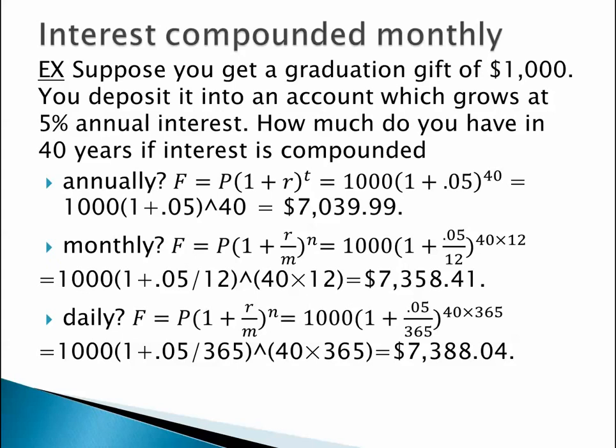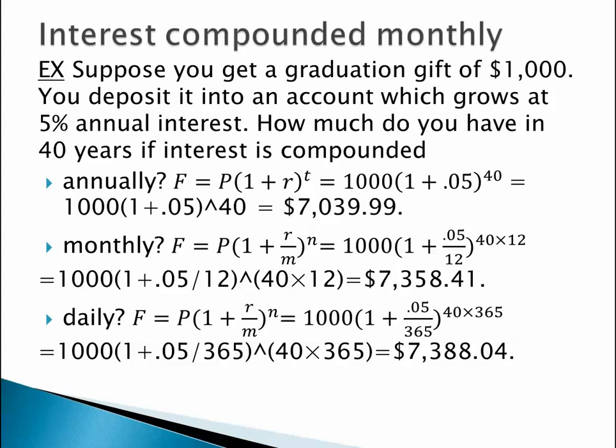If we calculate it using daily compounded interest, notice that everything's the same, $1,000, 0.05, except now M, the number of times it's compounded per year, is 365. It's no longer 12. It's not monthly compounded interest. It's daily compounded interest. So that's now 365. And we end up with 1,000 times 1 plus 0.05 over 365, raised to the, in parentheses, 40 times 365, which is $7,388.04.